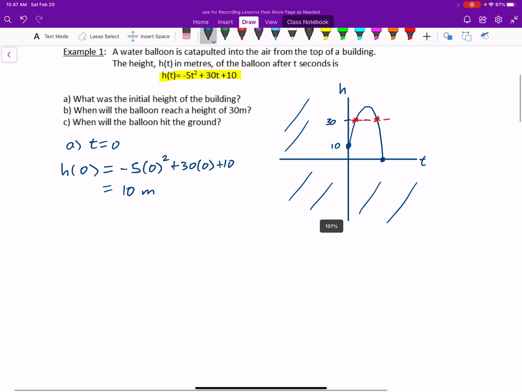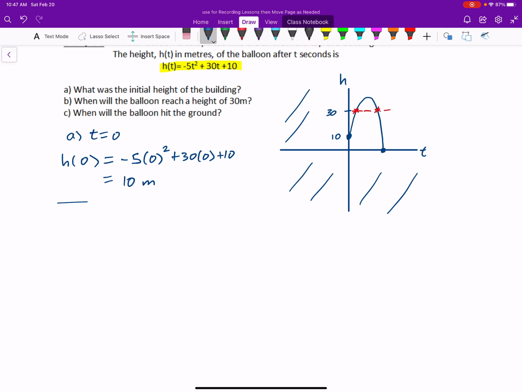As far as the equation goes, part B is asking me to find t when h(t) = 30. And we know that h(t) is just the y value. So it's like putting 30 in for the y value in this function. So I'll put 30 in for h(t) on the left side. I have the equation 30 = -5t² + 30t + 10.